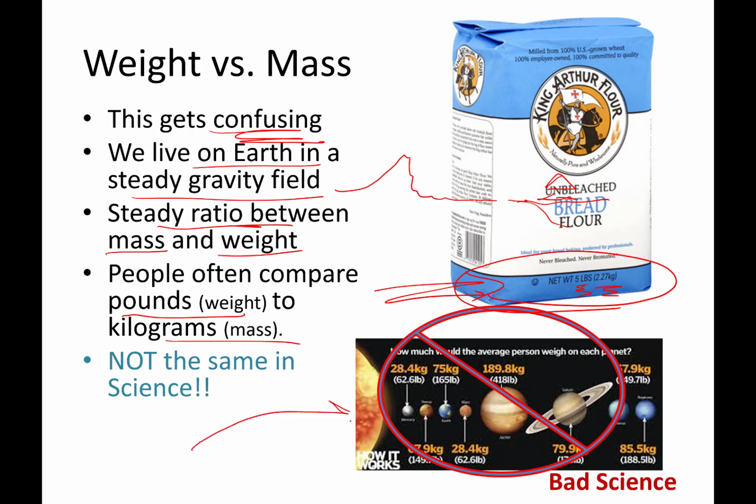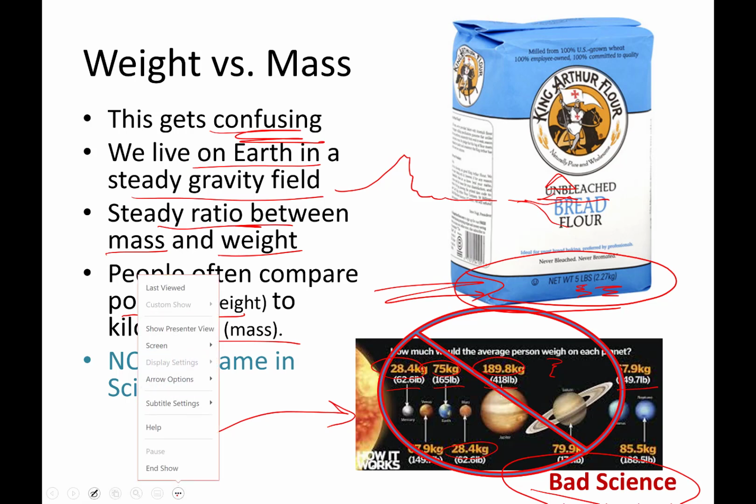I also wanted to point out that bad science is all over the internet. I found this picture and it says, how much would the average person weigh on each planet? And it gives a nice difference of weight in pounds. And then it changes their mass from place to place. Bad science, bad science. See you later.